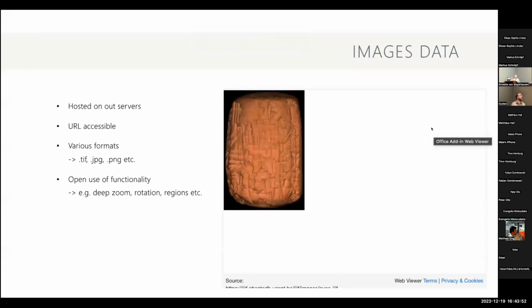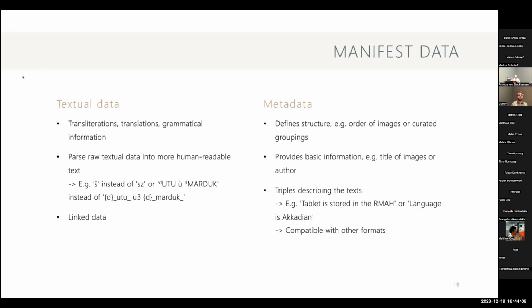Those kinds of things can function quite easily. And that's the whole idea about the IIIF infrastructure, that there is a basic set of functions that just works easily and works well. Especially the deep zoom is the very good thing about IIIF. Then we have the manifest data. Here we have textual data and metadata. The textual is just as much as we can provide, basically: transliteration, translation, and grammatical information. From this, we want to parse this raw textual data so we can read it as a human, so to speak.